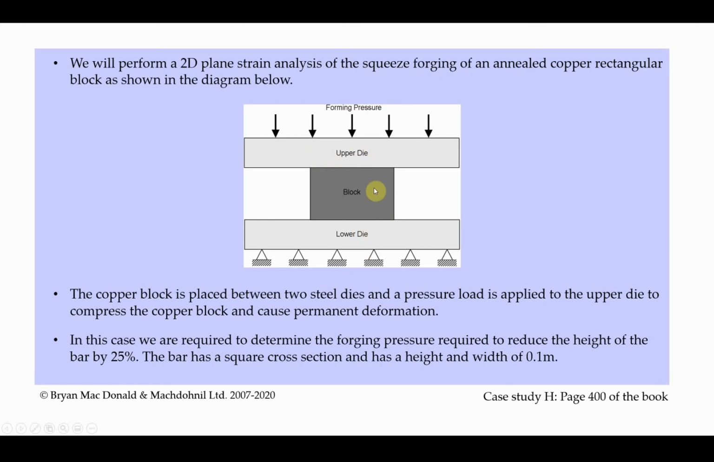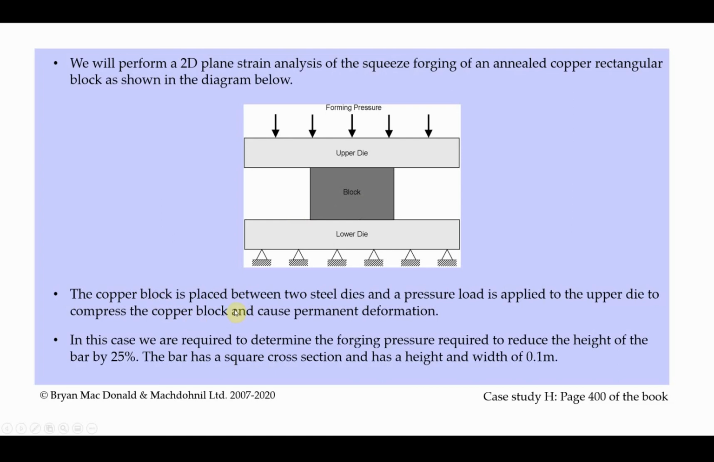So with the plane strain assumption, we're assuming that the block is quite thick coming out of the page. If you remember, plane strain assumes that we have zero strain coming out of the page. So we can have stresses coming out of the page, but we'll have no strain. So the block is very long in the direction coming out of the page.